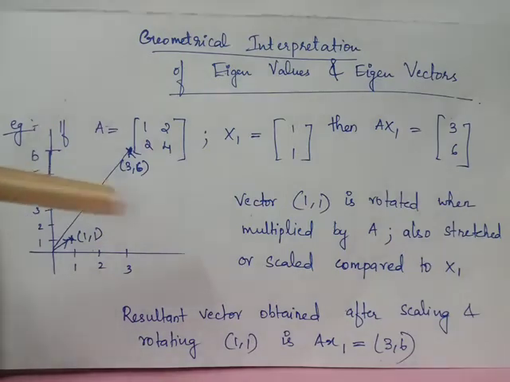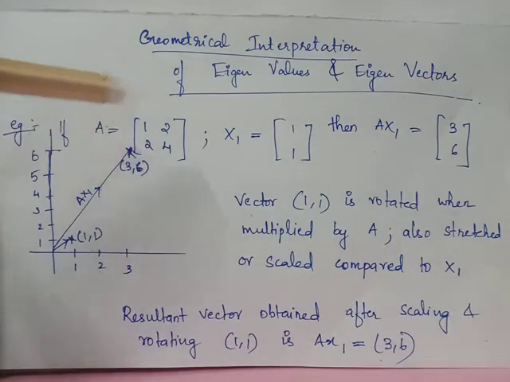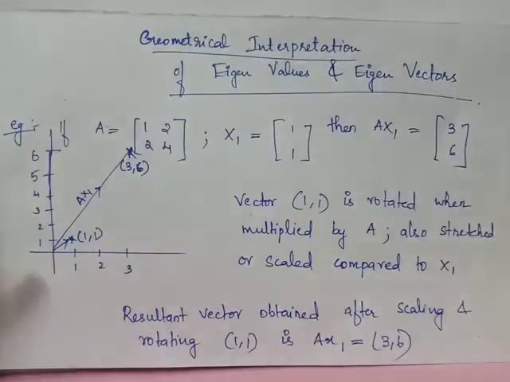Consider a 2 by 2 matrix A and a column matrix 1, 1. By matrix multiplication, you can evaluate AX1 as the column matrix 3, 6. When you plot x1 and AX1 graphically, you see that AX1 differs from the original vector x1 in two properties. AX1 is a stretched form of the original vector and it has also undergone a rotation.